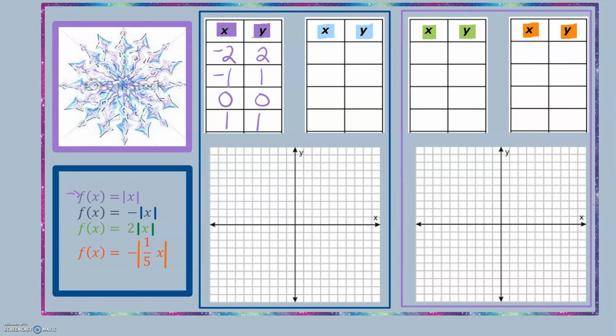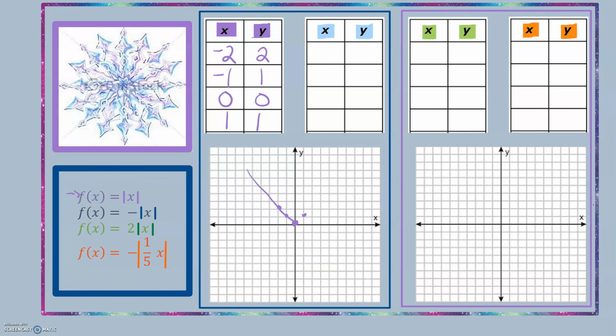We now have plenty of points that we can go ahead and graph. So I will go ahead and do that. I have 0, 0. I have -1, 1. I have 1, 1. And I have -2, 2. All right. And then I'm going to draw in my lines.